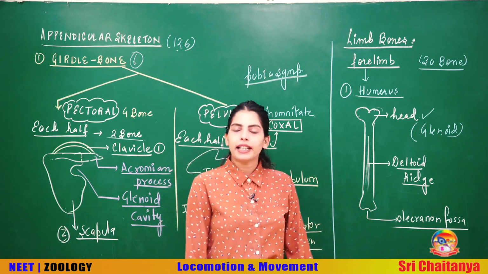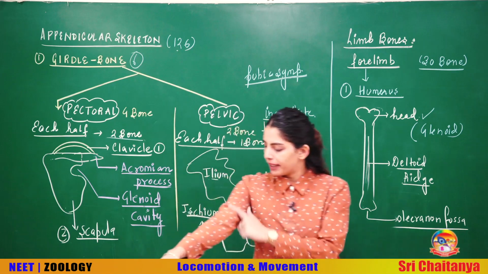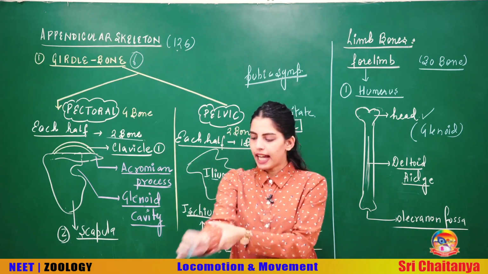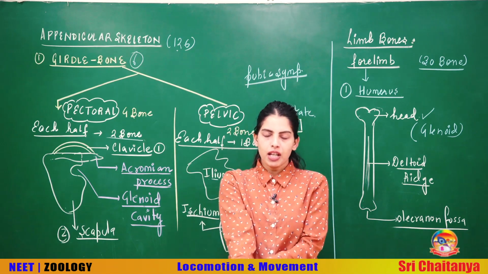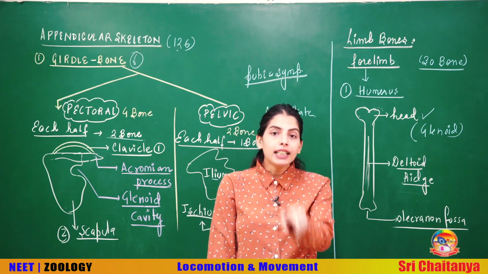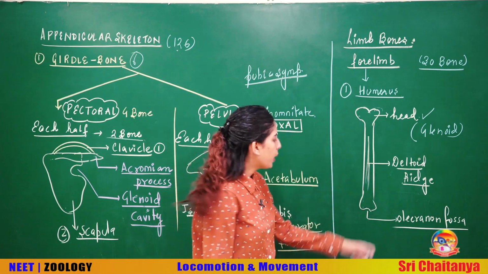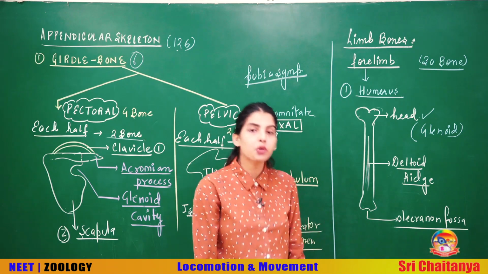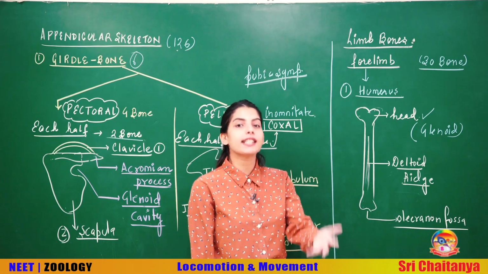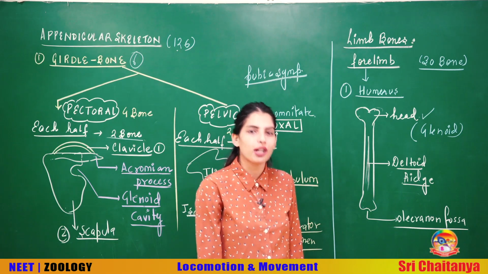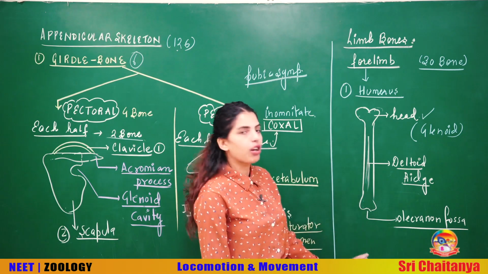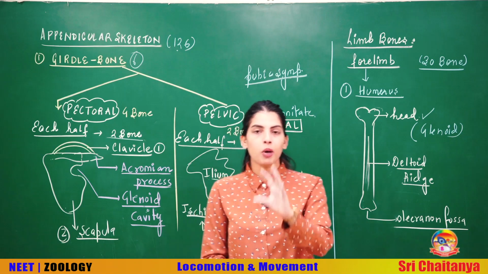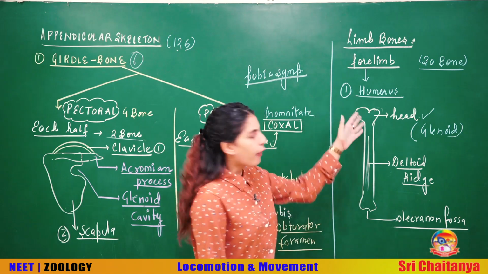Talking about the olecranon fossa, this humerus is attached here with the radius and ulna. So it is attached with the ulna, the longer bone, with the help of this olecranon fossa. And on the ulna you will see there is a process called the olecranon process. Okay, so that's the structure of your humerus which is single. Now let us see what are the other parts of your forelimb.